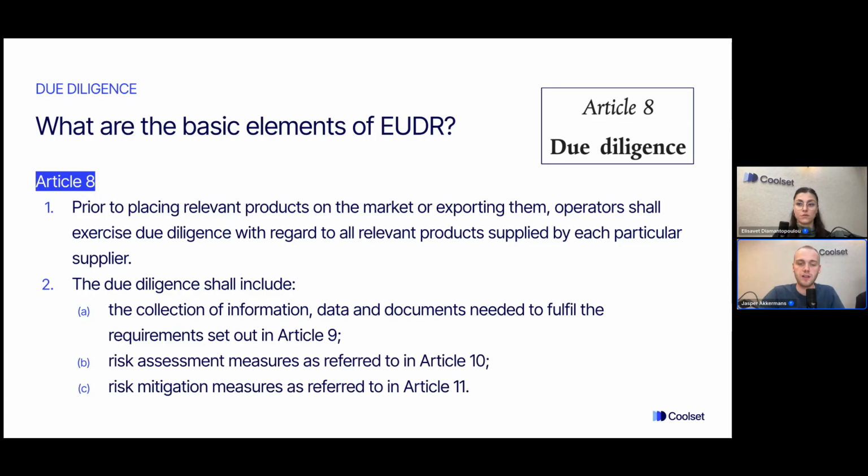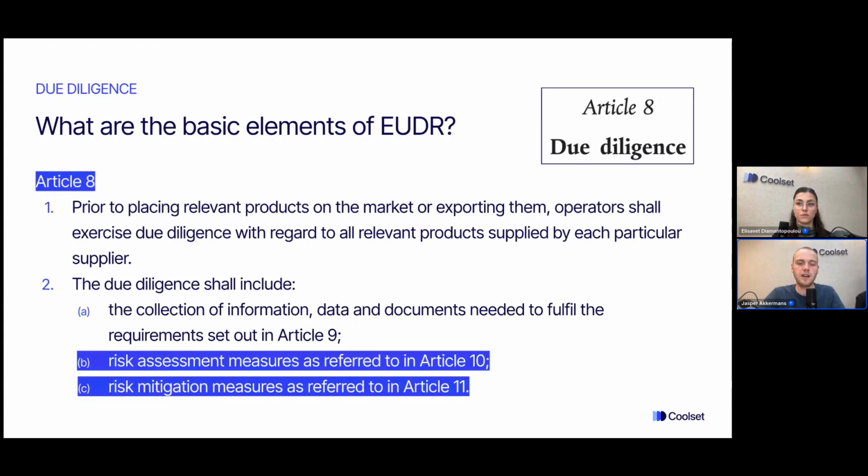Paragraph 2, the due diligence shall include the collection of information, data, and documents needed to fulfill the requirements set out in Article 9, risk assessment measures as referred to in Article 10, and risk mitigation measures as referred to in Article 11. So in these 3 sessions, last session we talked about Article 9, in today's session we're talking about Article 10 and 11, and then in the next session we're bringing that all together under the due diligence statement, which requires input on these 3 articles. That also becomes more clear as we've highlighted these two things here, so that you know what specifically is the topic for today.